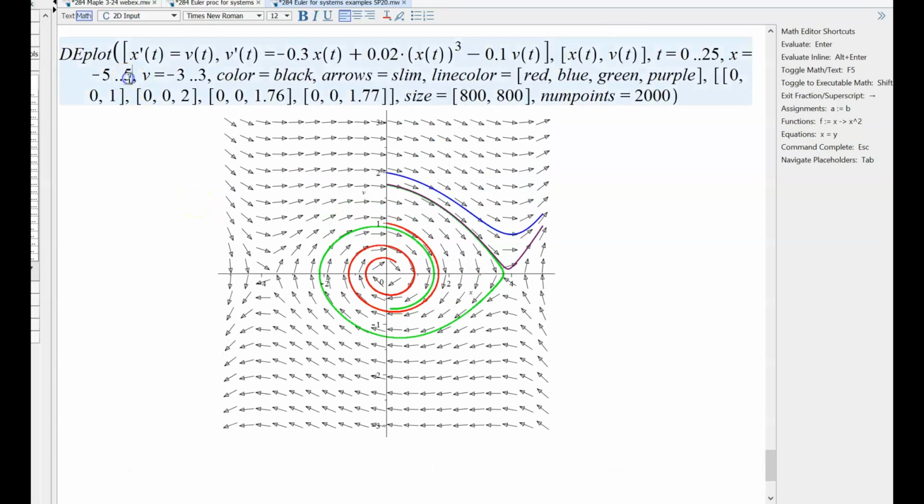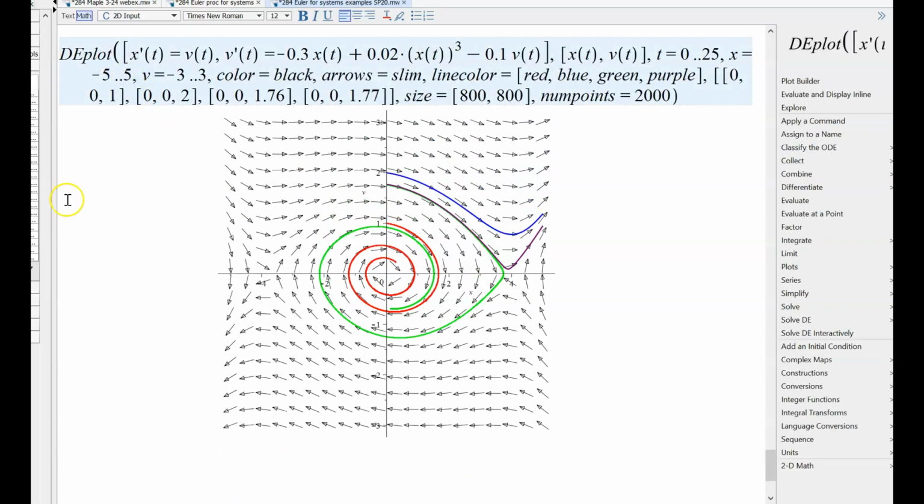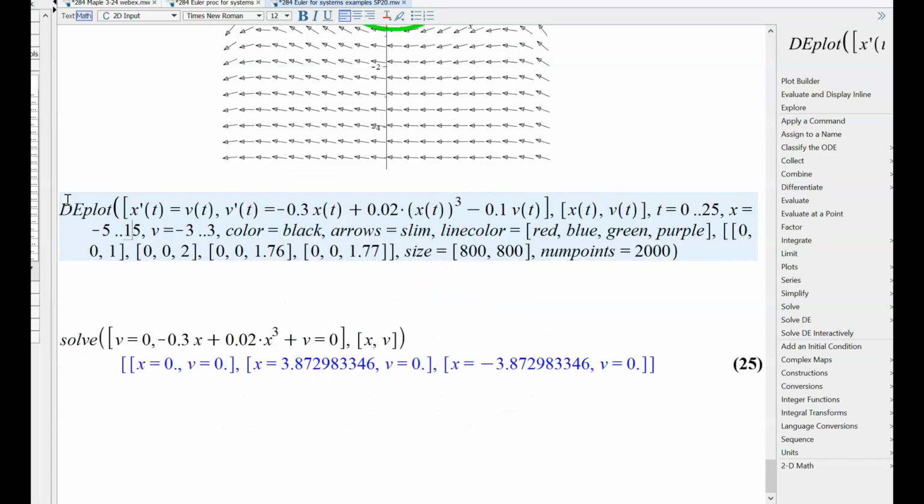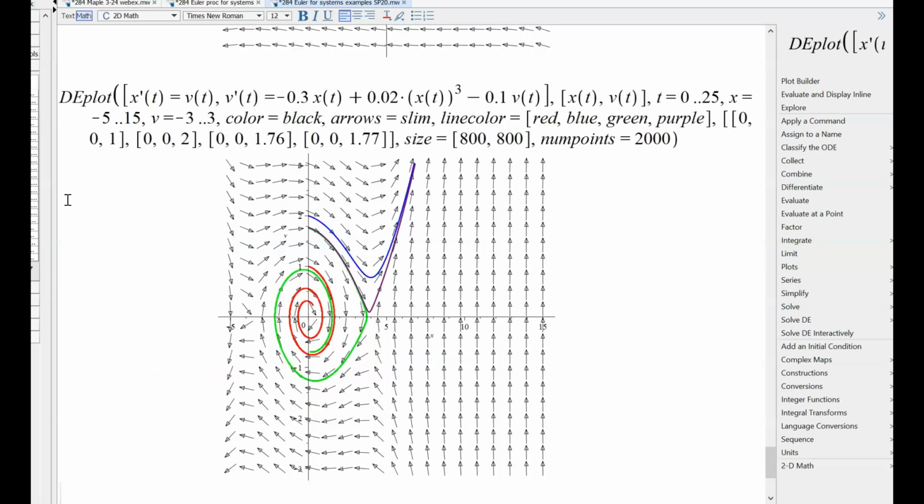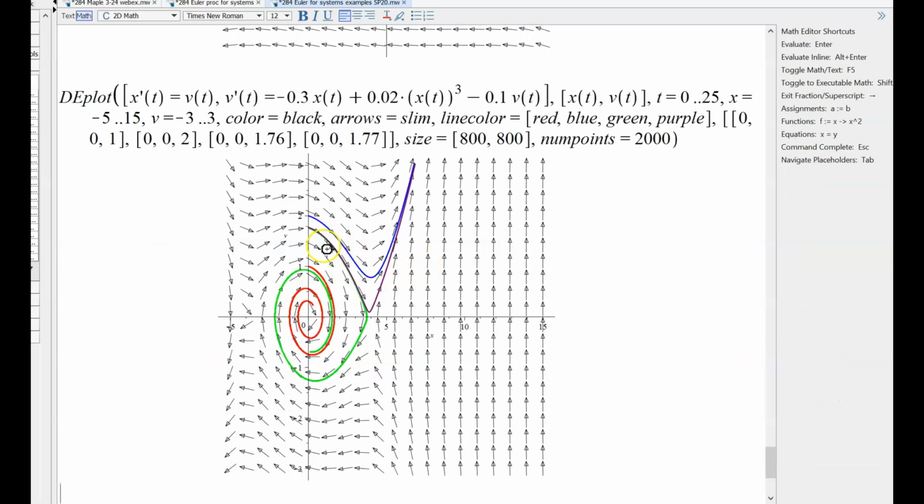Now, what I want to point out, I want to do one more thing: I went from negative 5 to 5 for x and negative 3 to 3 for v. Let's increase the x. What if I change that to go from negative 5 to 15 and then re-execute that line to redraw the graph? Now we can really see what's going on there. Those solutions that go to the right bounce up, and they bounce up very, very quickly.